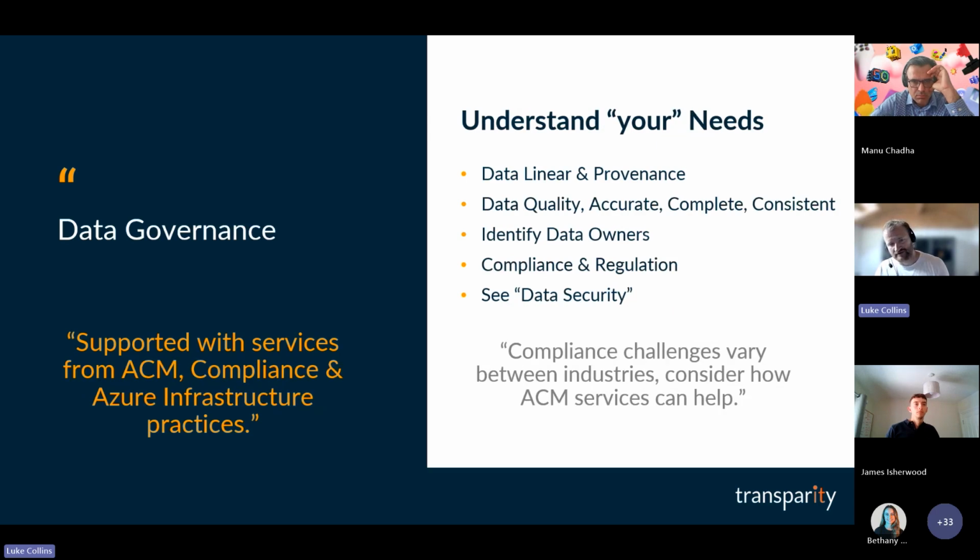And just to echo that on the governance front as well, so I won't dwell on this too much, but again, making sure that the platform and the technical approach you're using can help facilitate and understand each of these areas that need to be addressed as part of that data strategy. And again, engaging with Transparity, we've got access to experts in each of those areas that can certainly help.